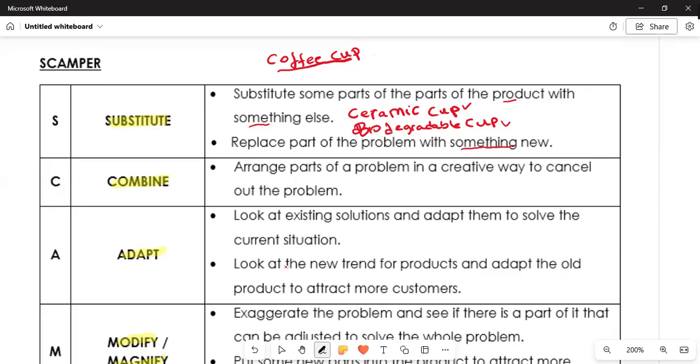Combine, this is where we are going to arrange or merge parts of a problem in a creative way. Like it says, arrange parts of a problem in a creative way to cancel out the problem. So we are combining. As our example is a coffee cup, we are going to combine a coffee cup with a biscuit holder.